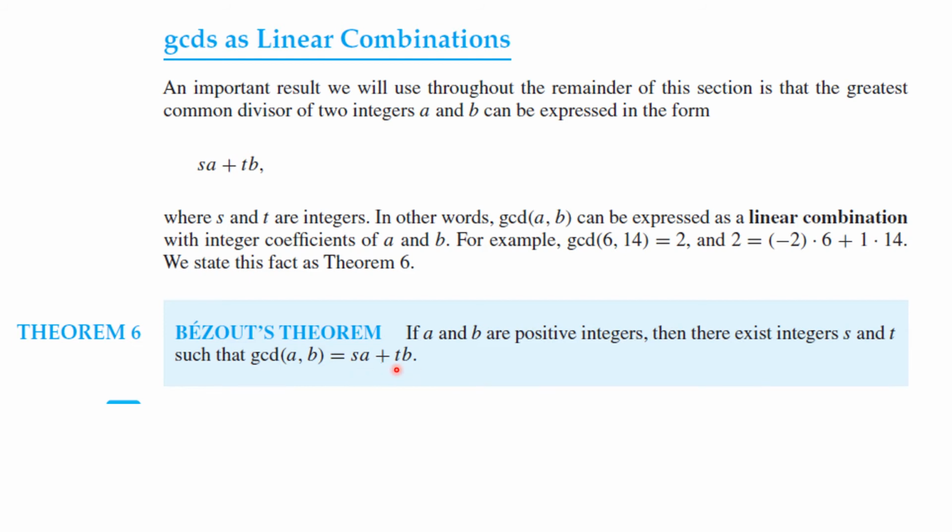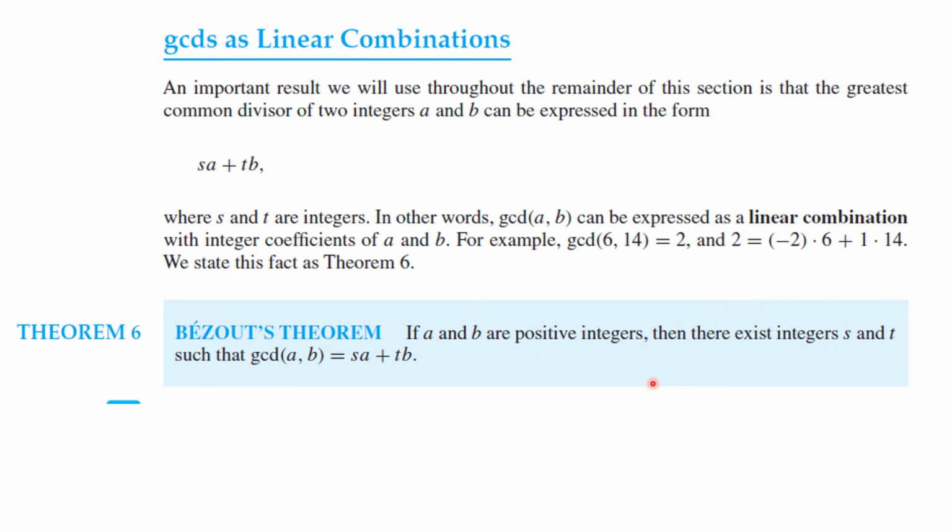Now those are integers, so they can be negative. So let's look up here, for example. The GCD of 6 and 14 is 2. But you see that to get 2, I can say 2 is equal to minus 2 times 6 plus 1 times 14. This gives you 14 minus 12. So you see these can be negative, and that's just an example of this.